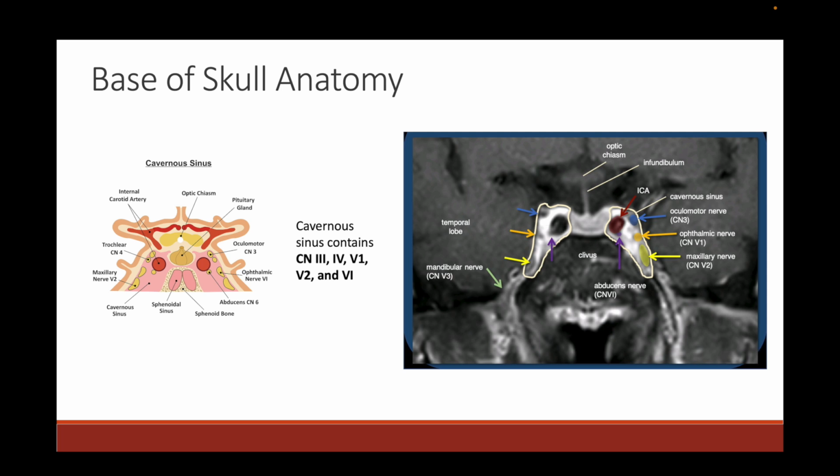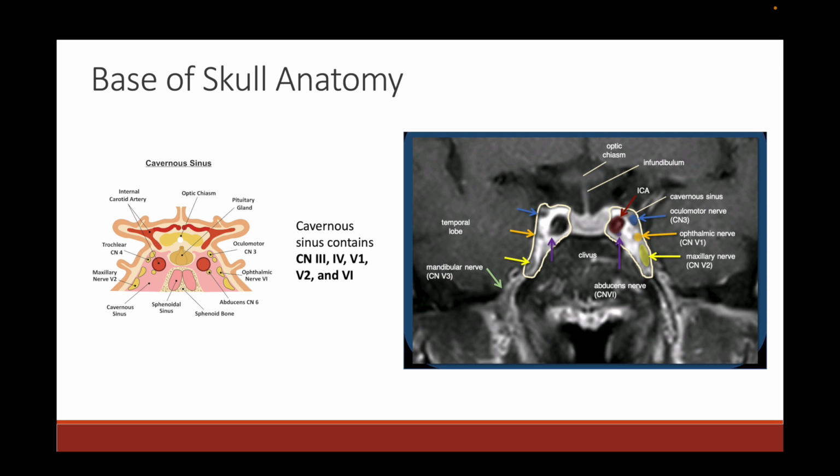And both of these images are showing a coronal section of the cavernous sinus and showing the orientation of these nerves as they travel with the internal carotid artery through this area known as the cavernous sinus. So you can imagine these nerves exit out of the brainstem, and then they travel anteriorly through the cavernous sinus, and then they exit from those different foramina that we just talked about.